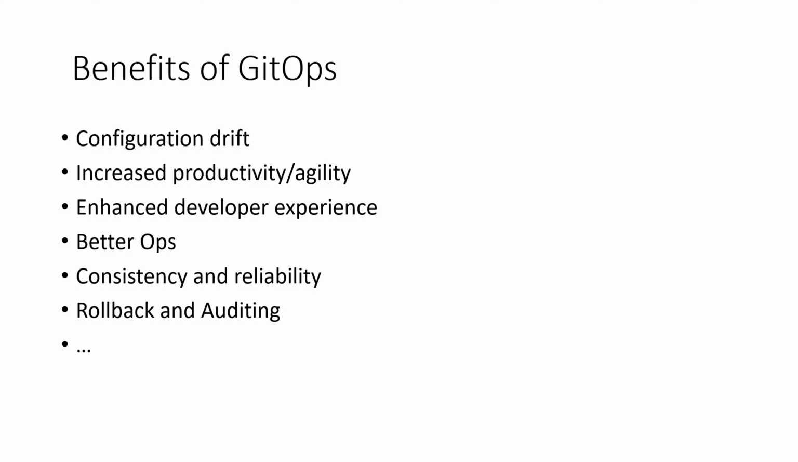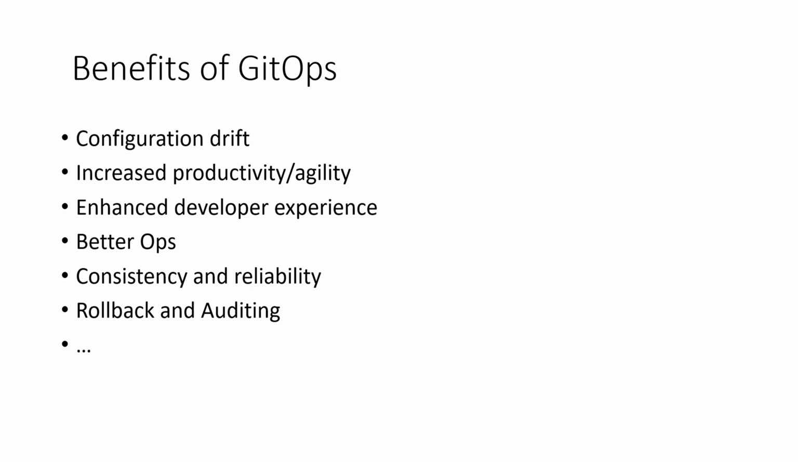The next one is the better ops. So one thing I did not talk about is that not only can we store files related to your deployment in Git, you can also store artifacts which would apply policies to your Kubernetes cluster, which would enhance better ops and also provide better security. The next one is the consistency and reliability.